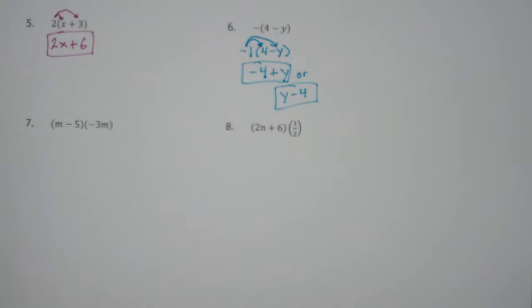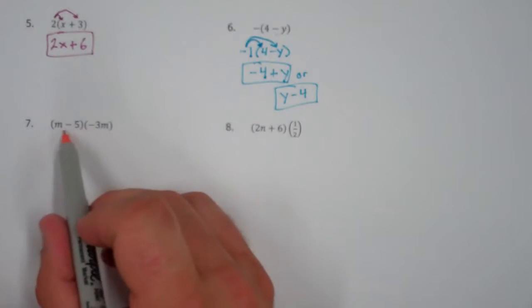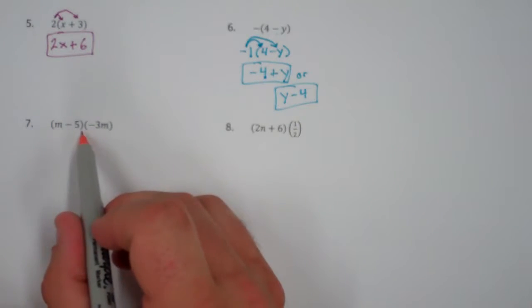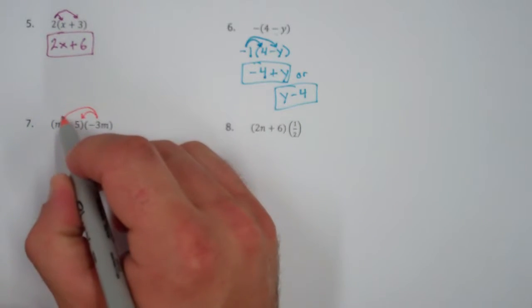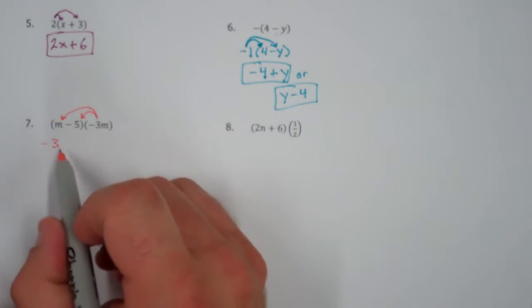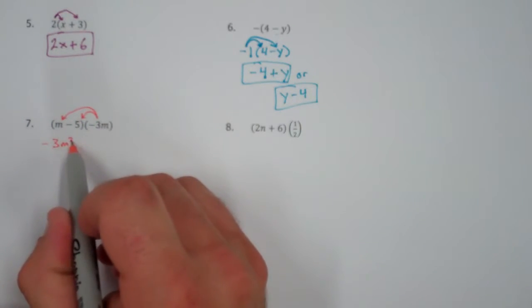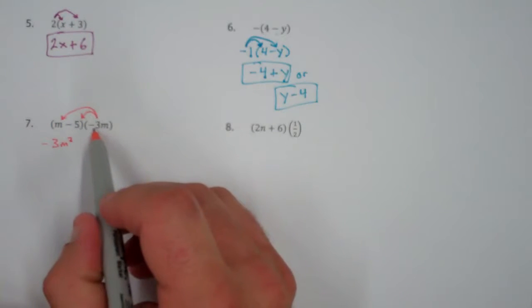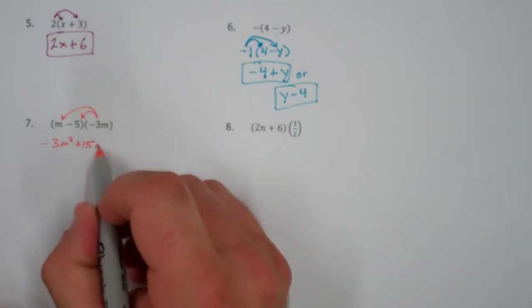Oh darn, only 2 more here. Shoot, wish we had more examples. Alright, well we'll just knock these out then. M minus 5 and then negative 3m. So we have 2 terms inside here in this set of parentheses, and we only have 1 term on the outside, so we're going to need to distribute this term to each one of these 2 on the inside. So we've got a negative 3m times m, so if we look at the negative 3, that'll stay, and then m times m is m squared. Negative 3 times negative 5 is positive 15, and there's an m left.